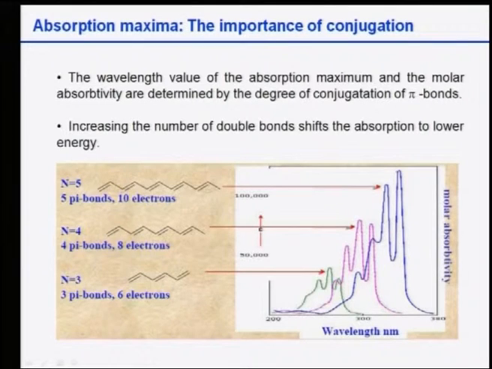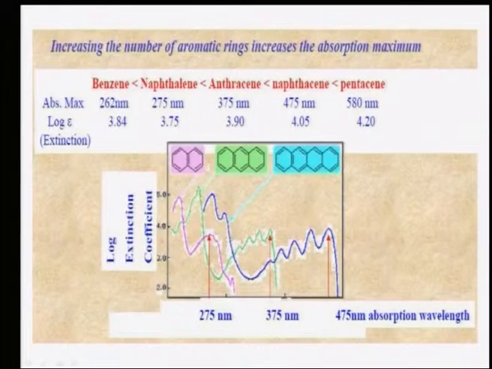So, you can see here these are for 5 pi electrons, this is for 4 and this is for 3 pi electrons. These are the molar absorptivity values, 50,000 and 100,000 for these molecules. As you change the pi electrons or conjugation, the absorption maxima comes at different wavelengths. That is very widely used.